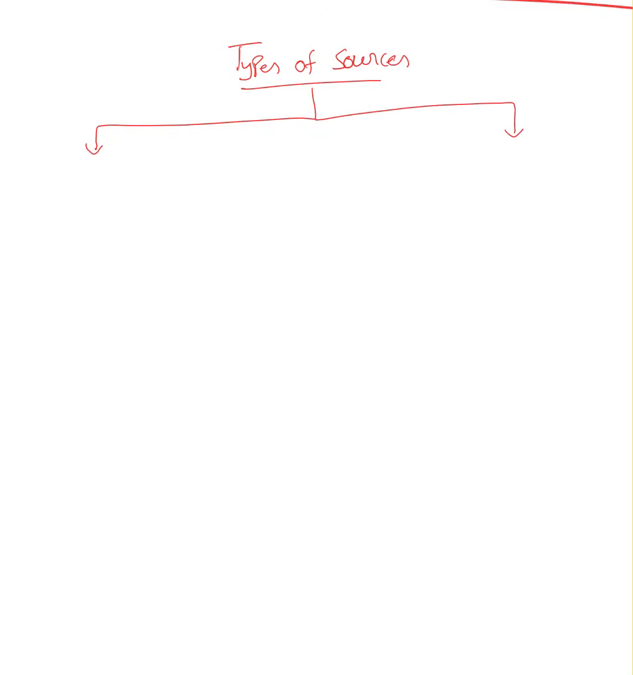In this video, I'm going to talk about types of sources. Mainly, there are two types of sources: independent sources and dependent sources. Independent sources are always indicated with a circle, and dependent sources are always indicated with a rhombus.